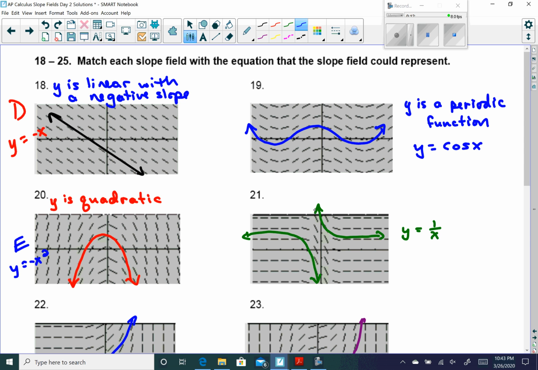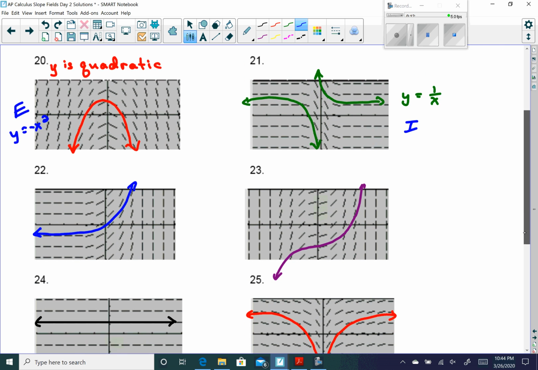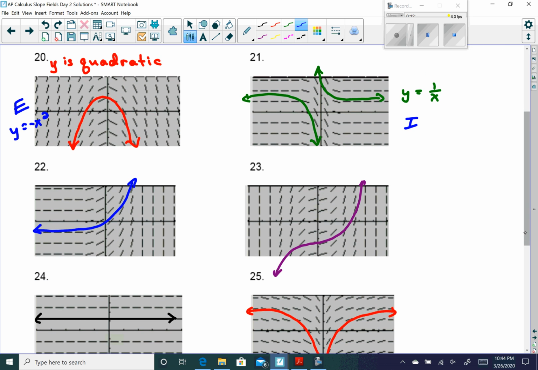All right, for 21, based on how I have this drawn in, I just wrote it off to the side. This would be a nice rational function. So for 21, we're looking at perhaps y equals 1 over x. So this was I. All right, looking at 22, again, this looks like it's an exponential function. So guessing y equals e to the x would not be too bad. And that is the correct answer here of J.